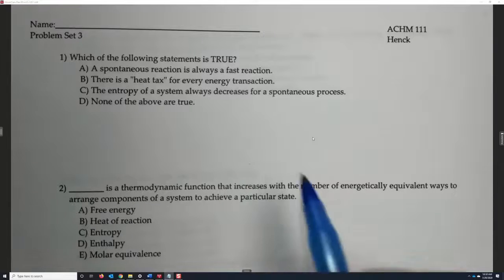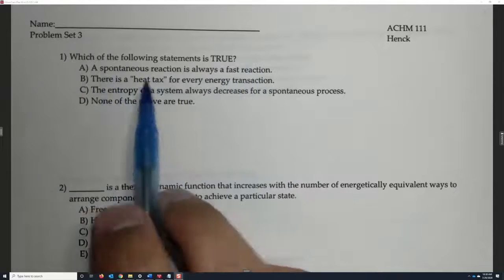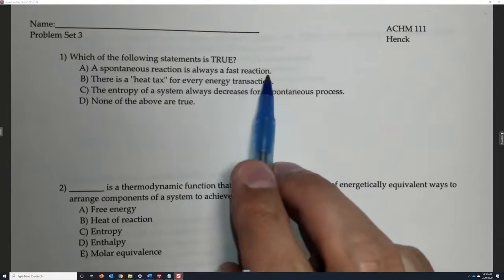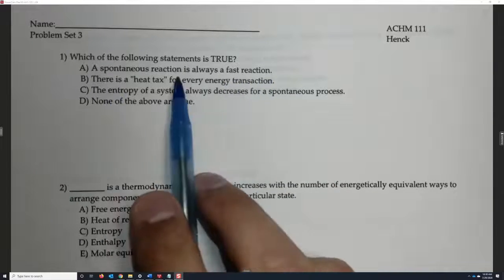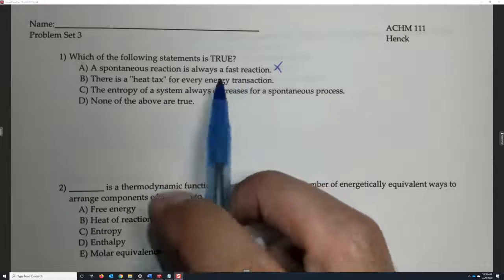So it says, which of the following statements is true? It says a spontaneous reaction is always a fast reaction. This is definitely not true. Spontaneity, or delta G, doesn't tell us anything about the kinetics or the rate of the reaction. So a spontaneous reaction can be fast or it can be slow.